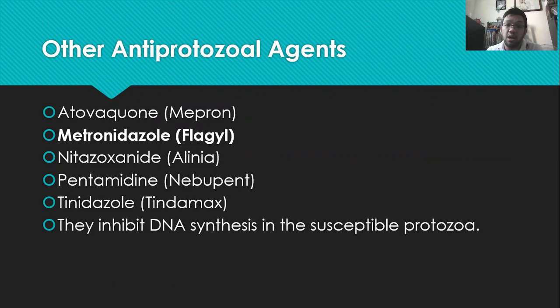These drugs inhibit DNA synthesis in the susceptible protozoa. Once DNA synthesis is stopped, of course, the reproduction of protozoans will not occur. So the most common one would be metronidazole. If you see a patient suffering from amoebiasis, this will be given through IV drip. Take note, metronidazole is given via IV drip. It is piggybacked to the IV fluid of patients. So this is the most common one, Flagyl or metronidazole.